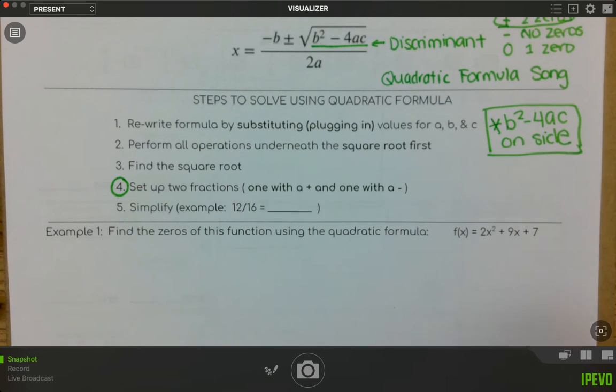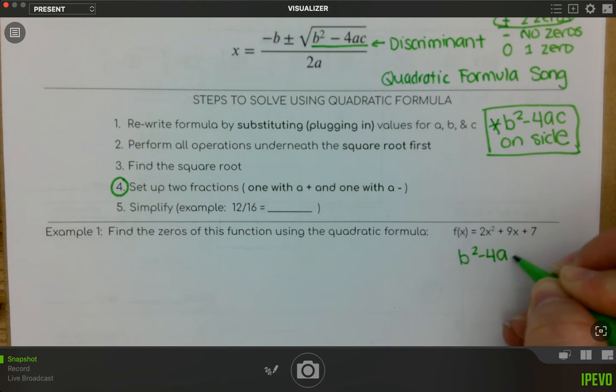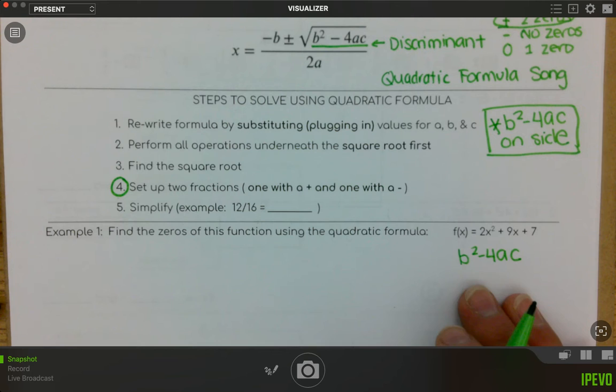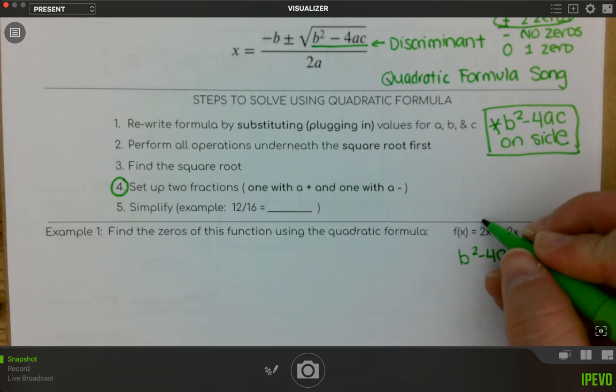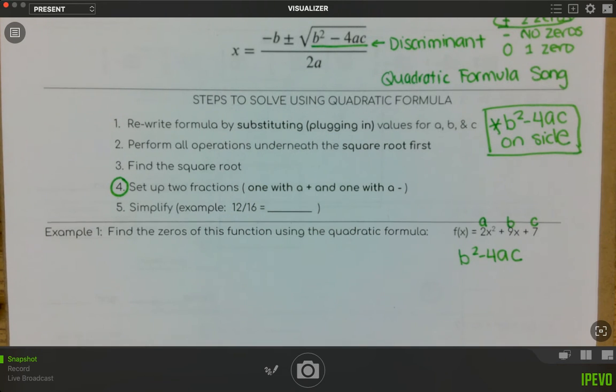So we're going to do b squared minus 4ac first. I'm always going to have you guys do this part sort of over here off to the side, and then we'll plug it in over here. Okay? So a is 2. B is 9, and C is 7. You can't start this problem unless you understand which one is A, B, and C.